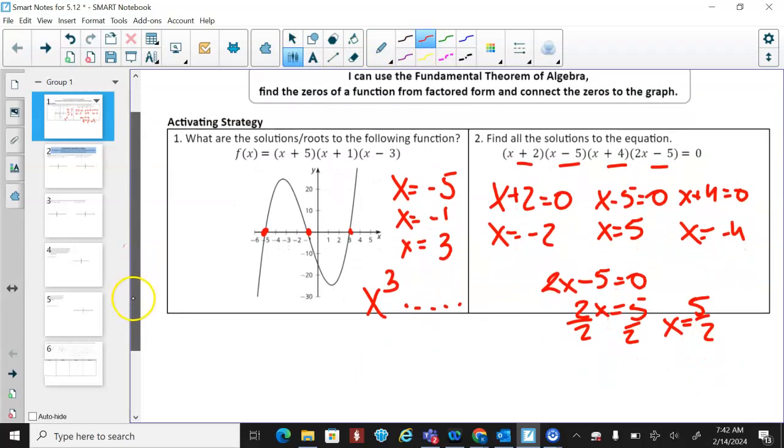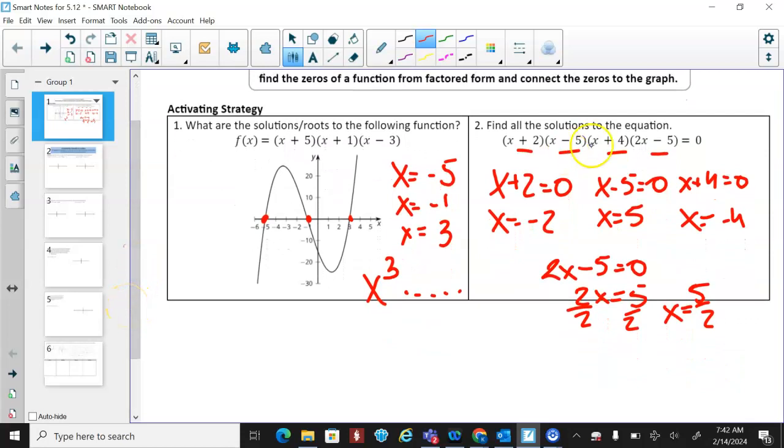Okay, so that tells me that I am going to have 4 zeros: -2, 5, -4, and 5/2. So that tells me that this polynomial will be a quartic polynomial, okay? So it would start with x to the 4th and then continue with the rest.